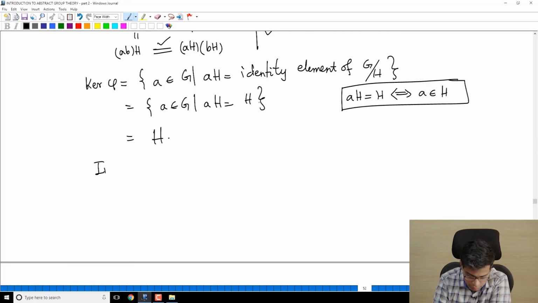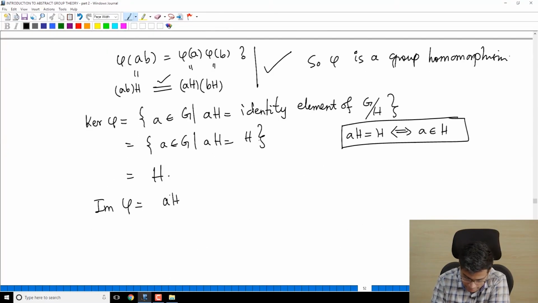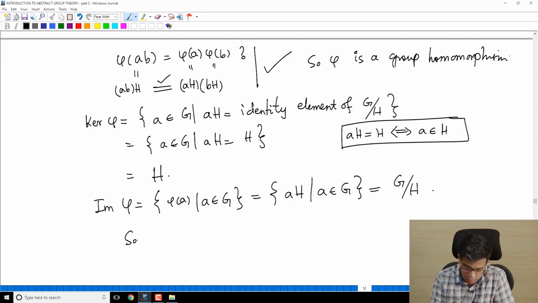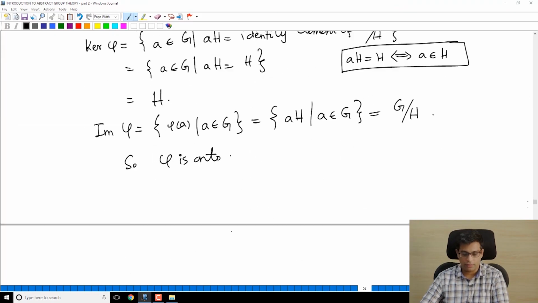What is image phi? Image phi is by definition phi of A with A in G. That means this is AH with A in G. This is precisely G mod H. You have all the left cosets here, so it's G mod H. So in other words, phi is onto. So kernel phi is H and phi is onto.